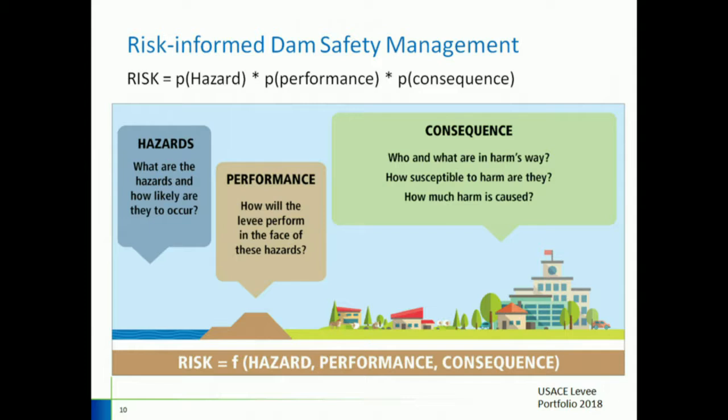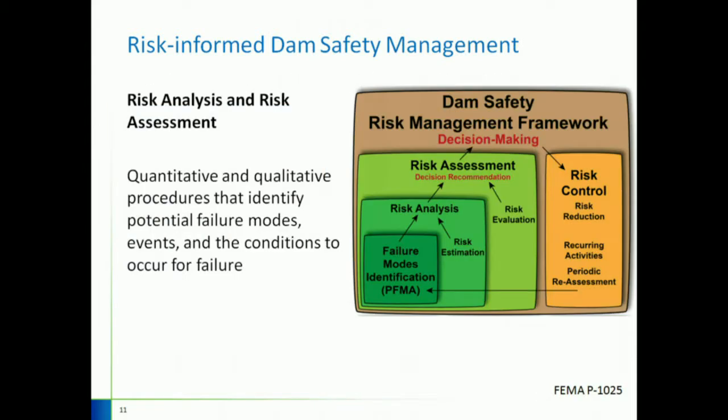I explained this one, so I will just skip through risk analysis and risk assessment. This could be quantitative or qualitative, and there are procedures to identify failure modes, events, and the conditions for failure to occur. Risk management is actions implemented to communicate the risks and either accept them as they are without doing anything, avoid them, or transfer or control the risks to an acceptable level. Of course, on the basis of cost and benefit.